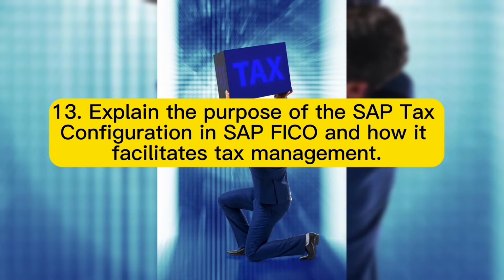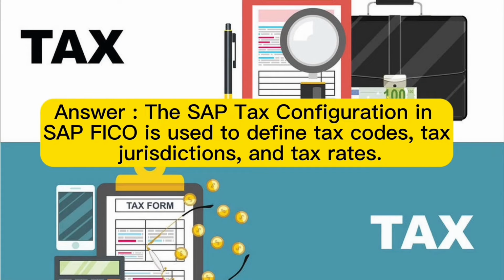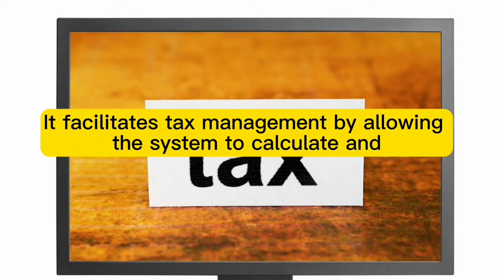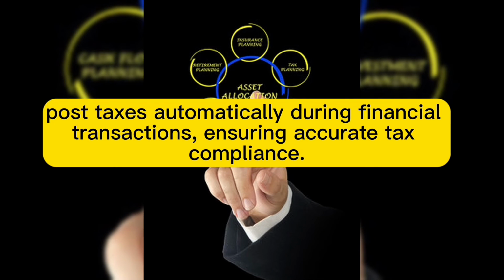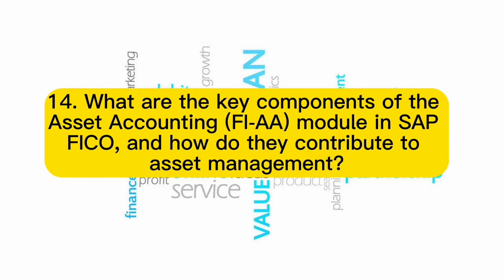13. Explain the purpose of the SAP tax configuration in SAP FICO and how it facilitates tax management. Answer: The SAP tax configuration in SAP FICO is used to define tax codes, tax jurisdictions, and tax rates. It facilitates tax management by allowing the system to calculate and post taxes automatically during financial transactions, ensuring accurate tax compliance.